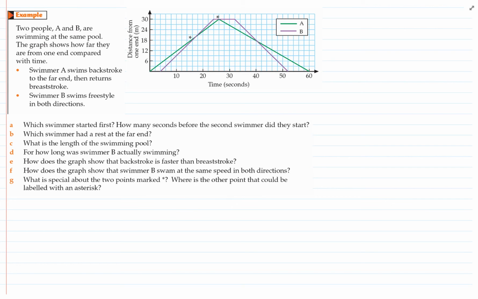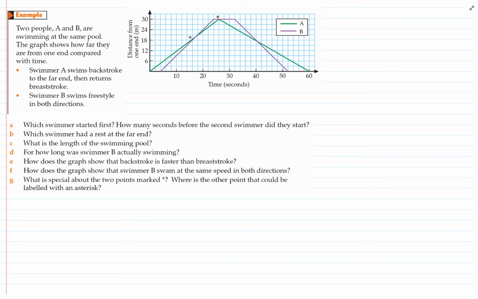Okay, year 10, here's our next example. So you may want to pause it here and just read the situation going on here. But it basically says that two people are swimming, and this is the graph of their swims. One swimmer swims backstroke and then returns breaststroke, and the other swims freestyle both directions.